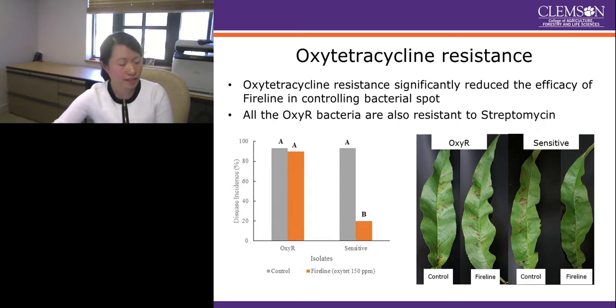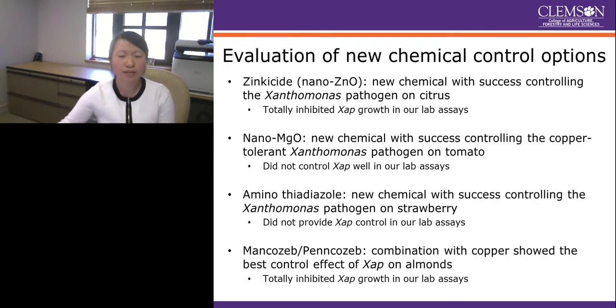And another thing that's significant from our finding is that all the oxytetracycline resistant bacteria are also resistant to a high level of streptomycin, although streptomycin is not currently used in the peach orchards. So because of the emergence of these chemical resistance and tolerance in South Carolina peach orchards, we started to evaluate new chemical control options.